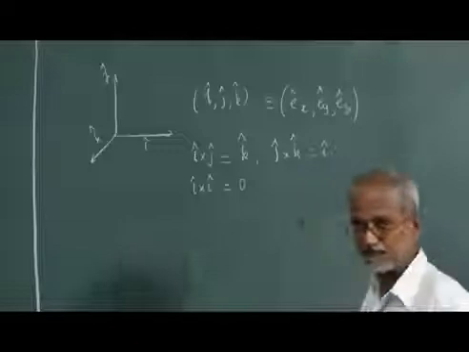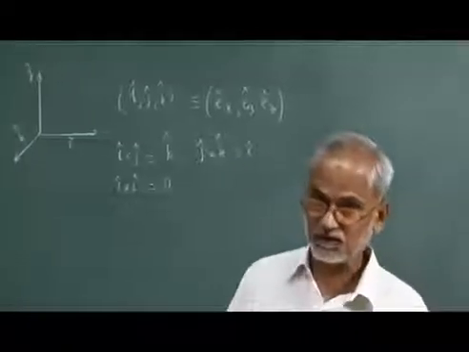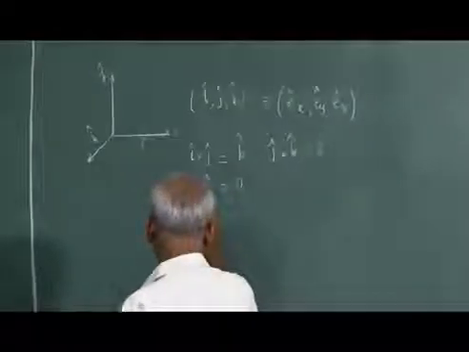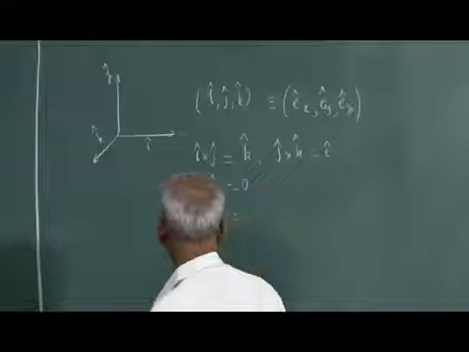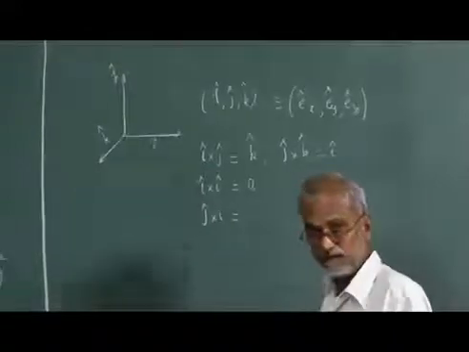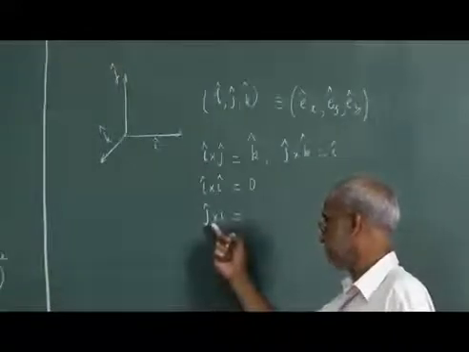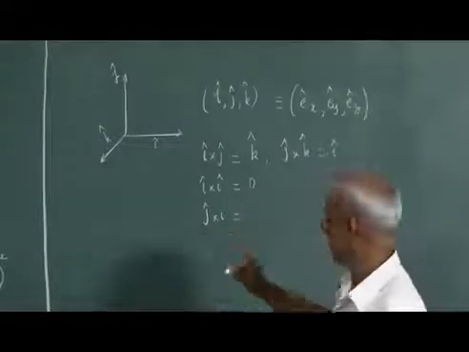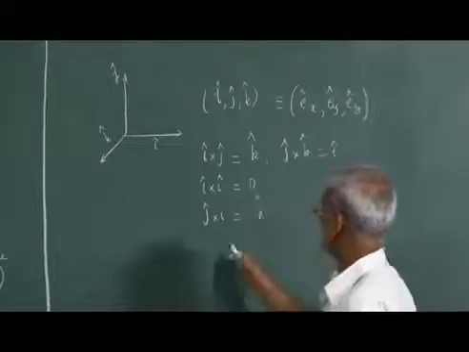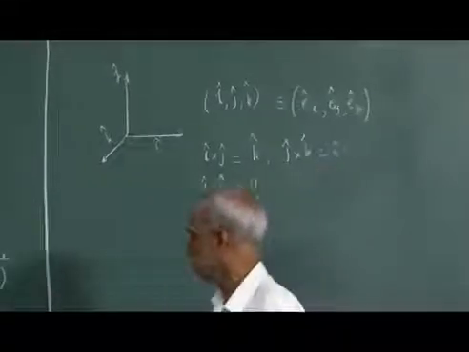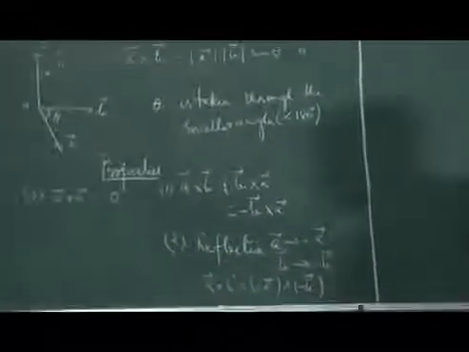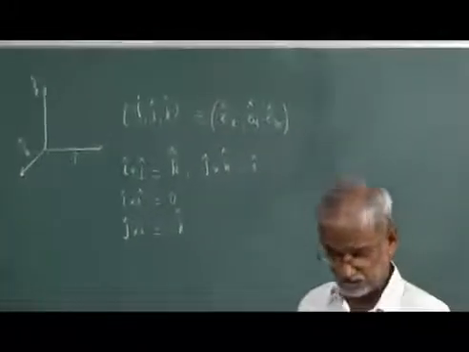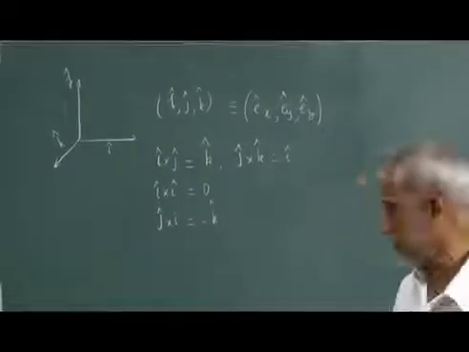Therefore there are 3 vectors, there are 9 products, but you can realize that only 2 of them need to be remembered. Suppose you take j cross I. It will definitely be the unit vector in the direction perpendicular to both, but you are taking the cross product in the opposite direction, therefore by this property it is minus k.